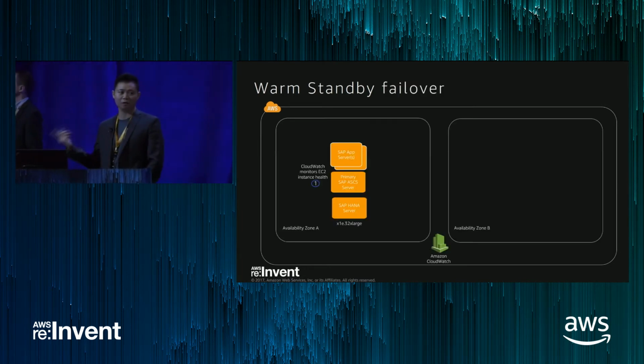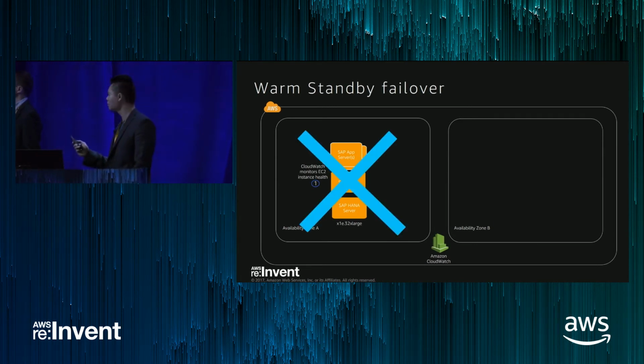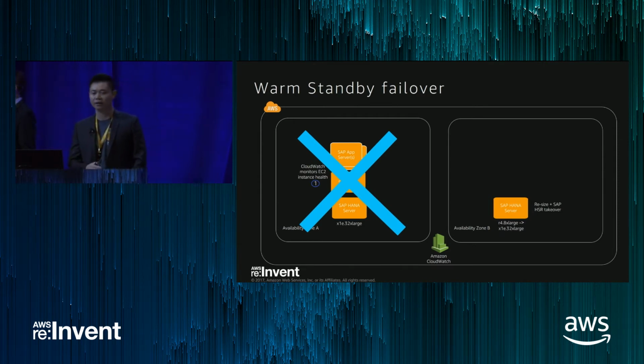So how would we fail over in the warm standby architecture? Your AZ goes away. The first step is to resize that instance from the R4 8 extra large to the X1E 32 extra large. Resizing can be done with an API call, AWS EC2 modify-instance-attribute, and then you can change it. Once you do that, you start up the instance. Then, after the instance is started up, you do the SAP HSR takeover on that instance.